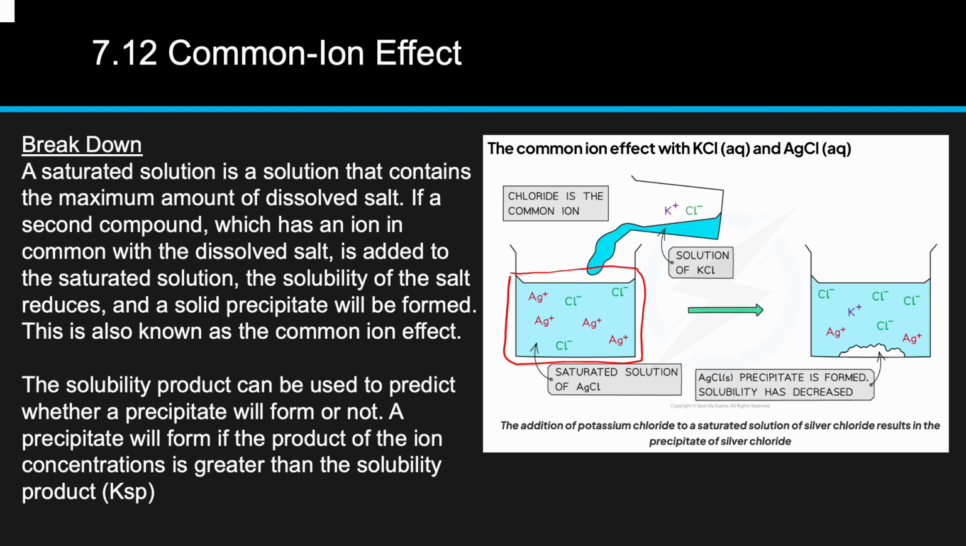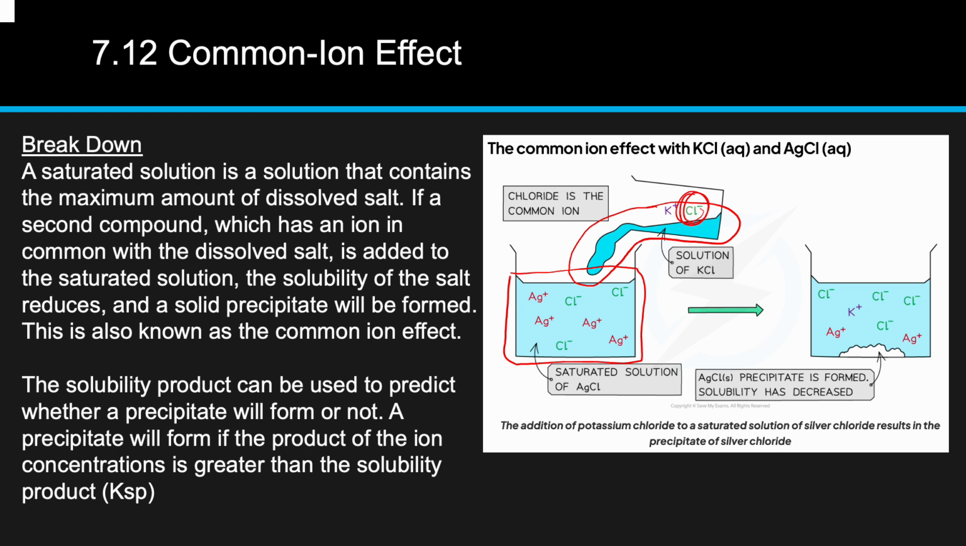Next, we are going to add in a potassium chloride solution. And potassium chloride completely dissociates and increases the concentration of chloride ions. So once we pour this solution of K+ and Cl- into our beaker of AgCl, we are going to significantly increase the amount of chloride.